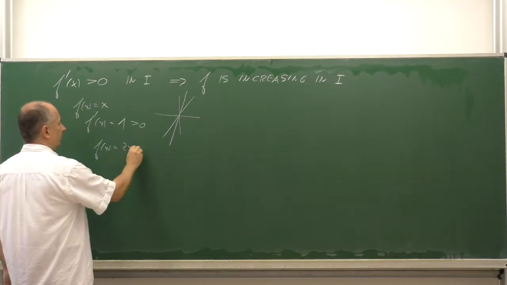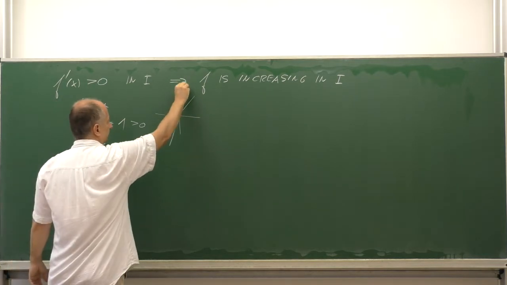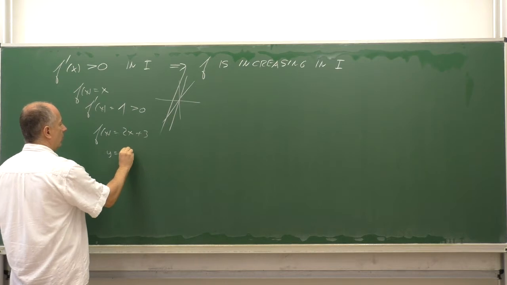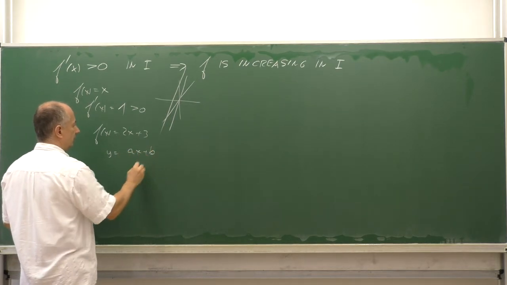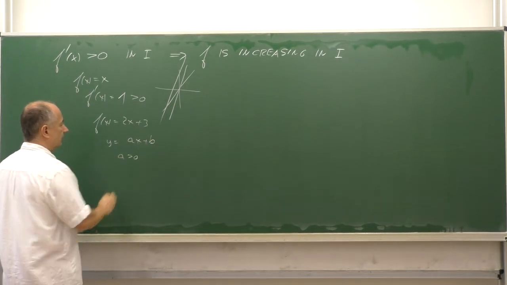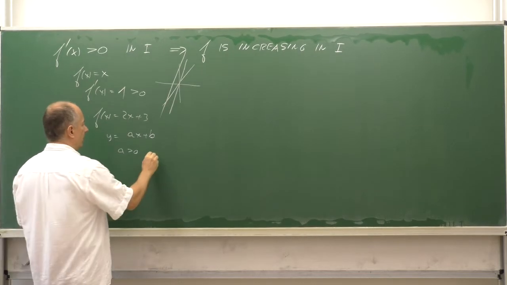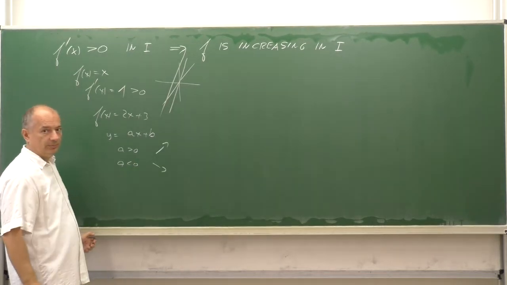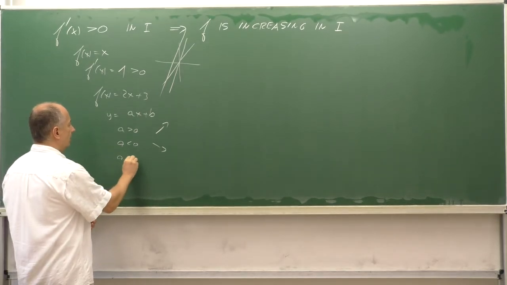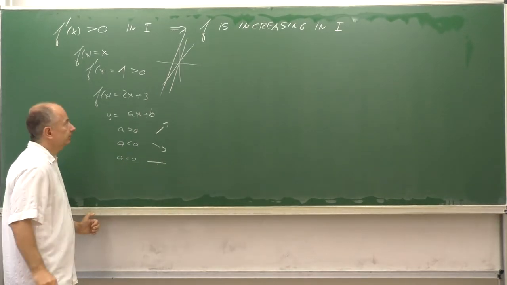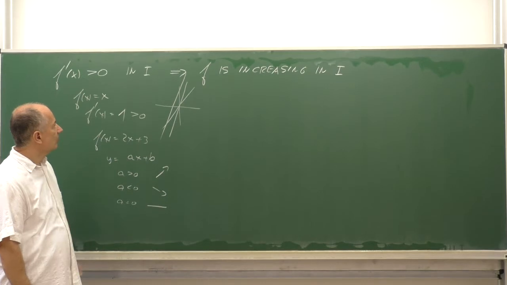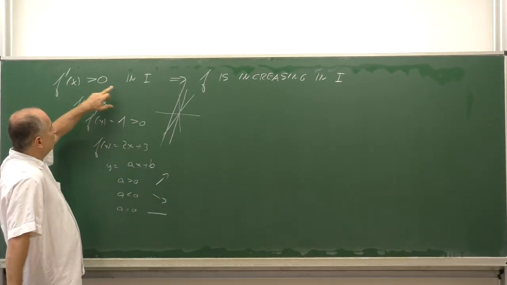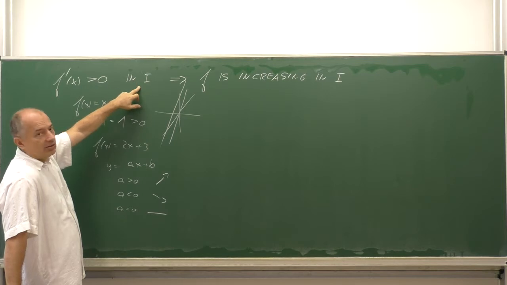This does not change if we add some value. So we can conclude that a function y equal to ax plus b, where a is positive, is increasing. If a is negative, the function is decreasing, and if a is 0, the function is constant. What is important is that this property should hold in some interval.